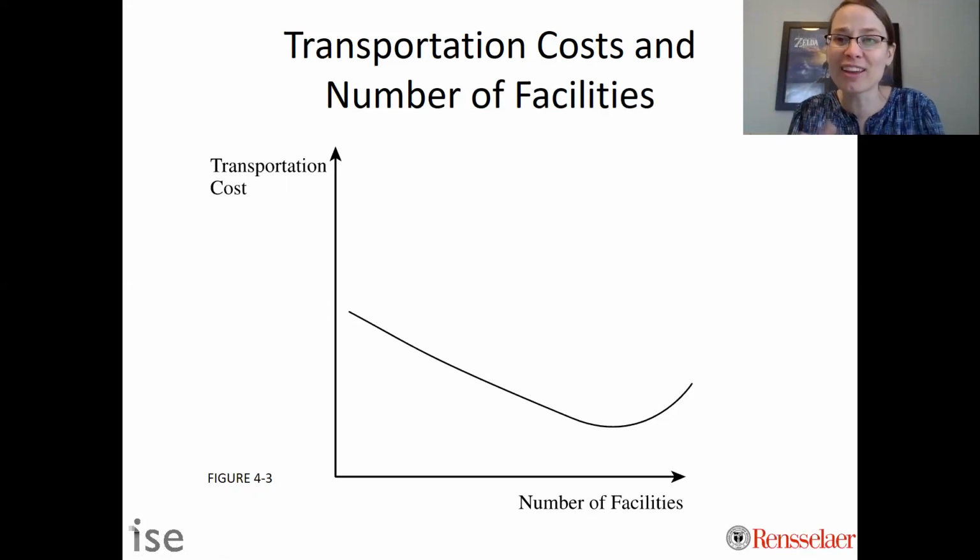At some point, let's see an extreme example, if you had a distribution center for every customer that you ever had, well, then you have a problem because the inbound all of a sudden gets inefficient. And so for the most part, most companies never get to where this is going up. They have much fewer number of facilities compared to customers. And so that's the normal aspect, is that transportation goes down as the number of facilities goes up.